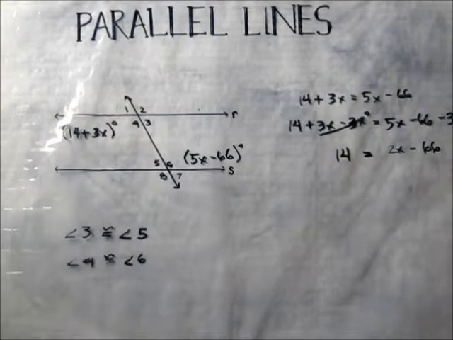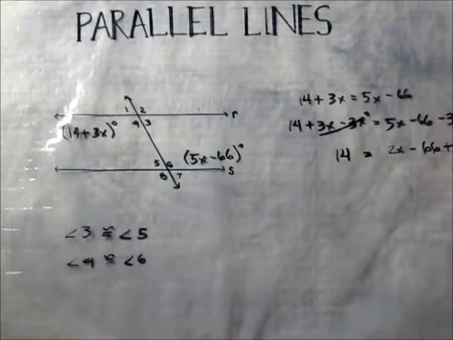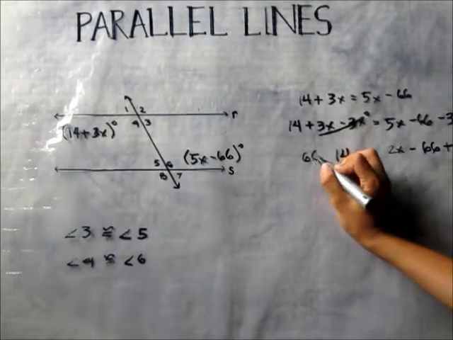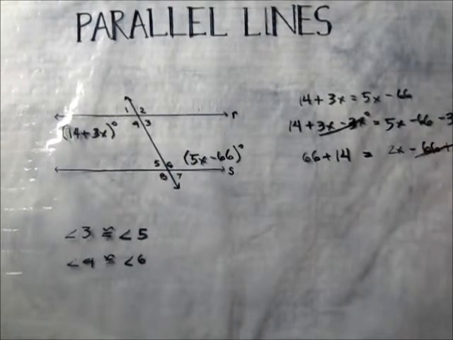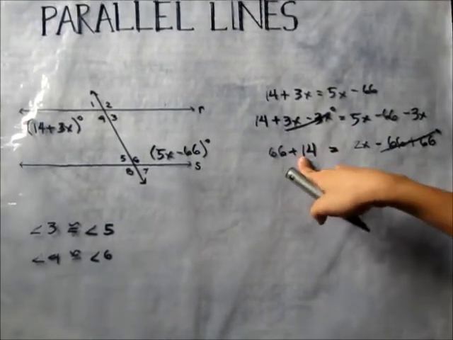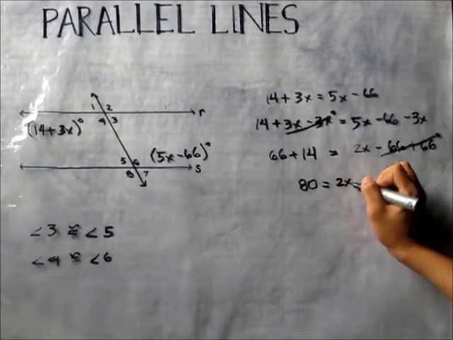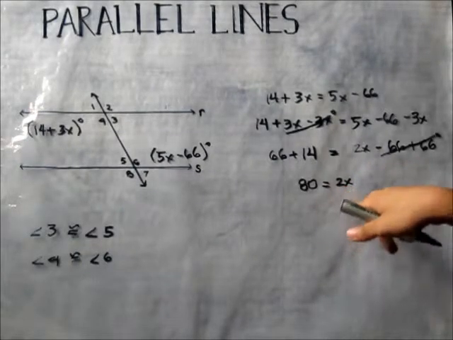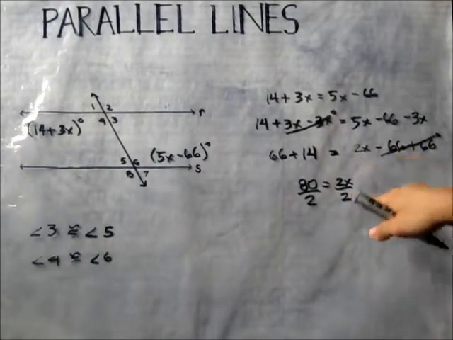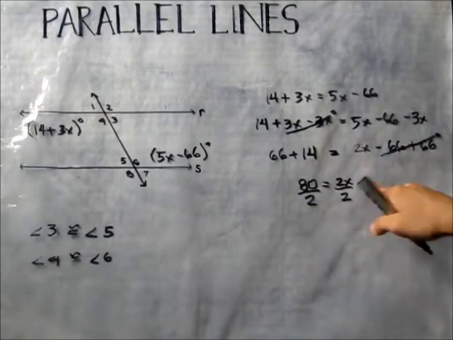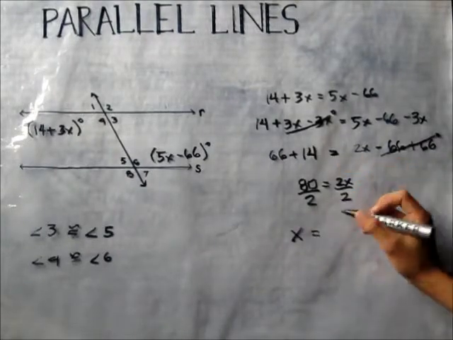Then we need to transpose negative 66 to the other side by simply adding 66. Negative 66 plus 66 is equal to 0. And 66 plus 14 is equal to 80. To get the value of x, we must divide by its coefficient. 2 divided by 2 is equal to 1, times x is equal to x. And 80 divided by 2 is equal to 40.